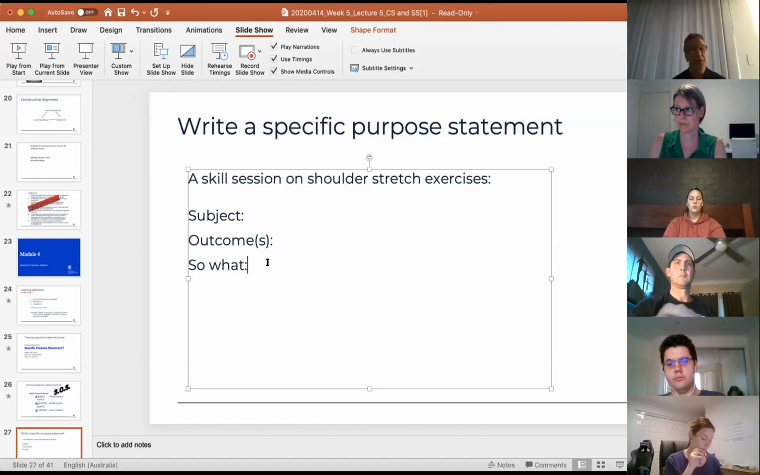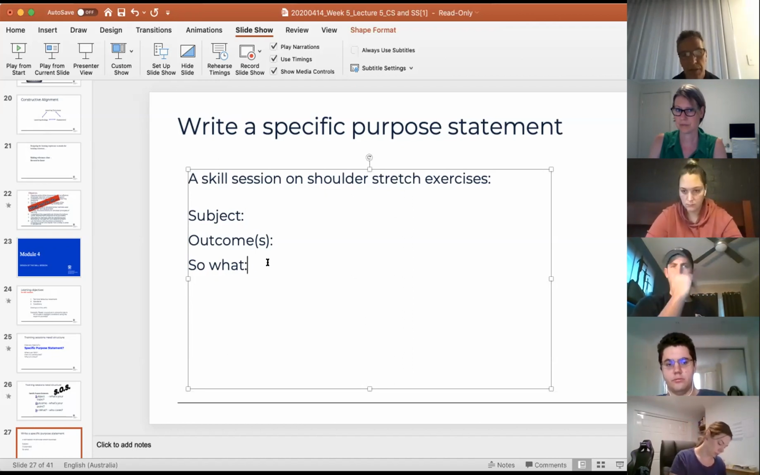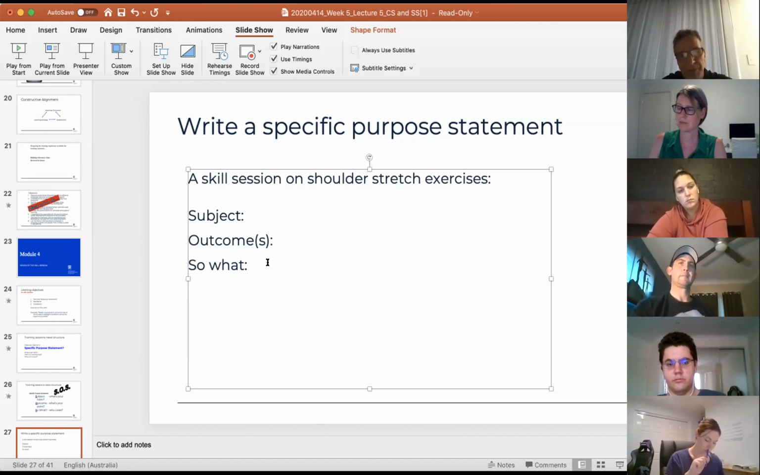Now, one of the things that we talked about in the first two face-to-face sessions was the importance of the so what. The so what needs to be something that matters to people. So you need to get people's attention and experience. Why would they want to learn what it is that you want to teach them? So you somehow need to make that relevant. So the subject needs to be well phrased. The outcome needs to be clear and measurable. But the so what is what grabs them in the first place.